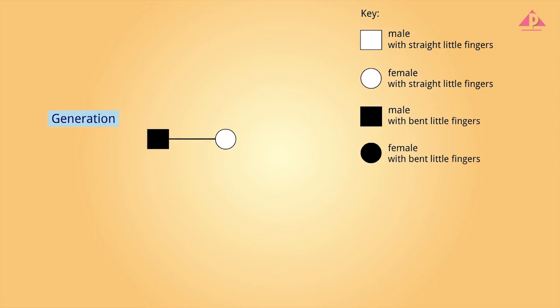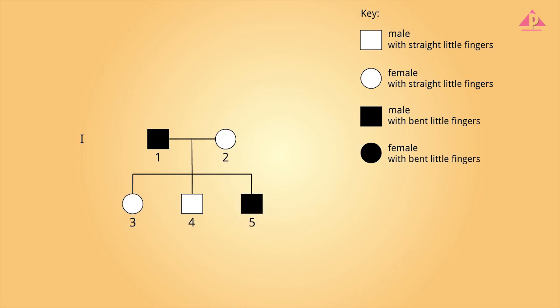This is the first generation. It is indicated by a Roman numeral 1. Each individual is indicated by an Arabic numeral. Their children are shown below them. This is the second generation. Likewise, the third generation is shown below the second generation.